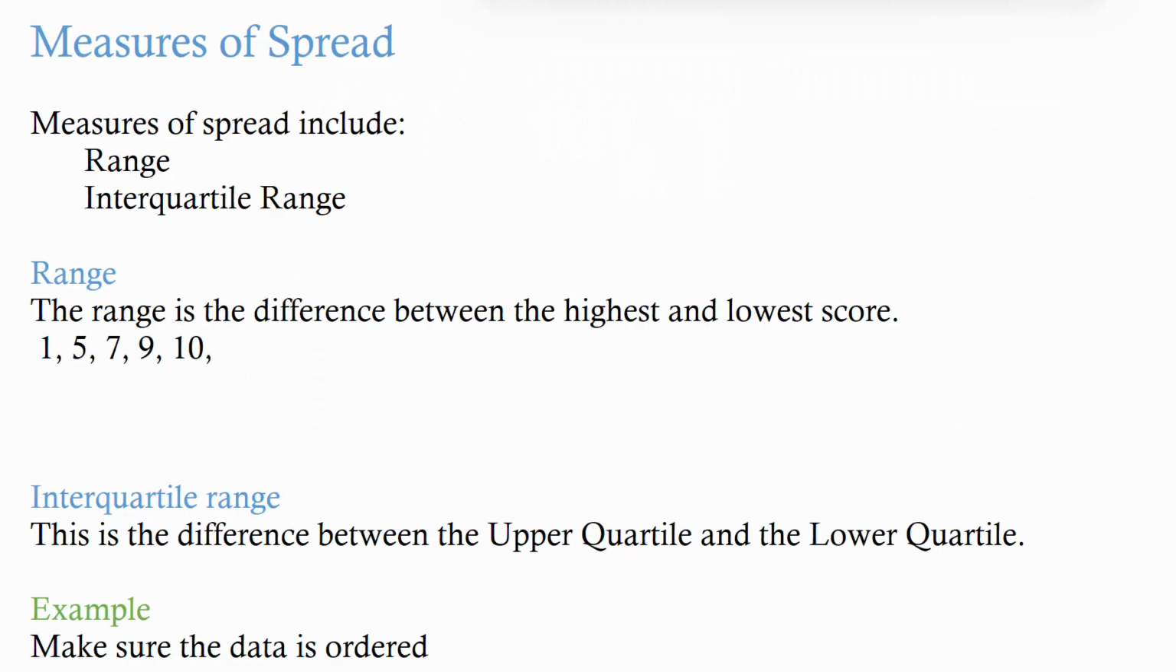In this video, we're looking at measures of spread. So measures of spread include range and the interquartile range. So we're going to cover both. The range is quite simple. It's just the difference between the highest and the lowest score.